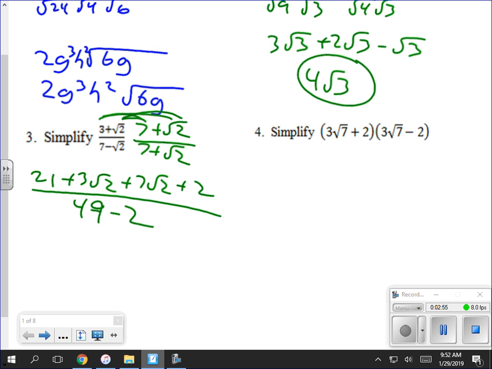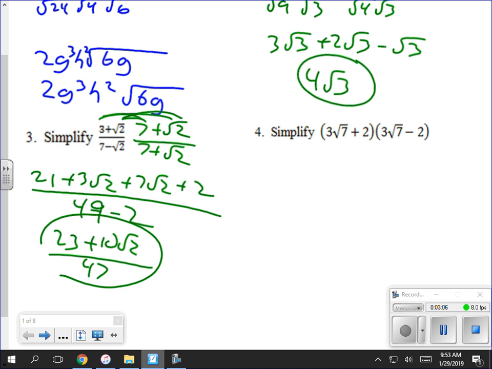Simplify, combine like terms. Your numerator, 21 plus 2, I get 23. 3 root 2 plus 7 root 2, so that's 10 root 2. 49 minus 2 is 47. And that's my answer. I cannot simplify that anymore.